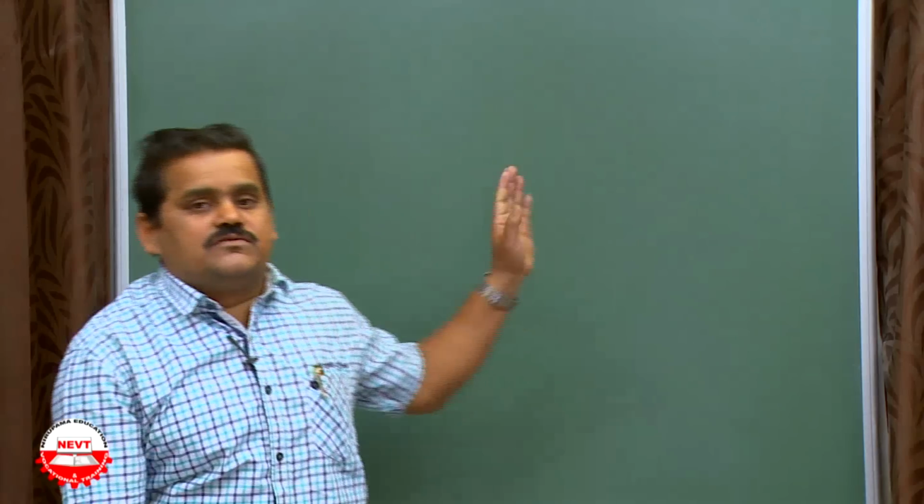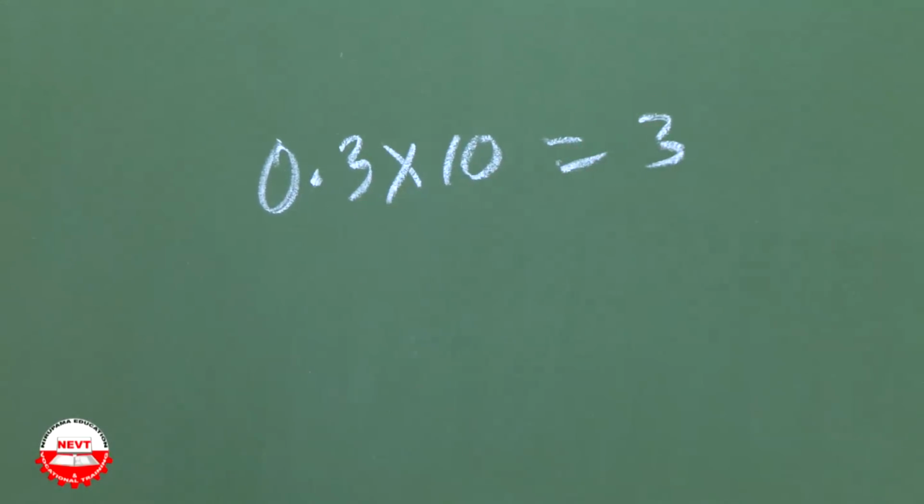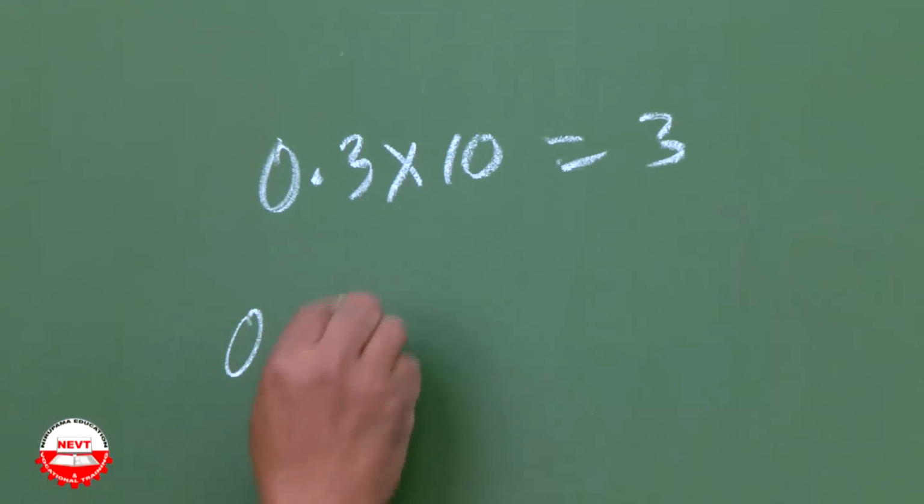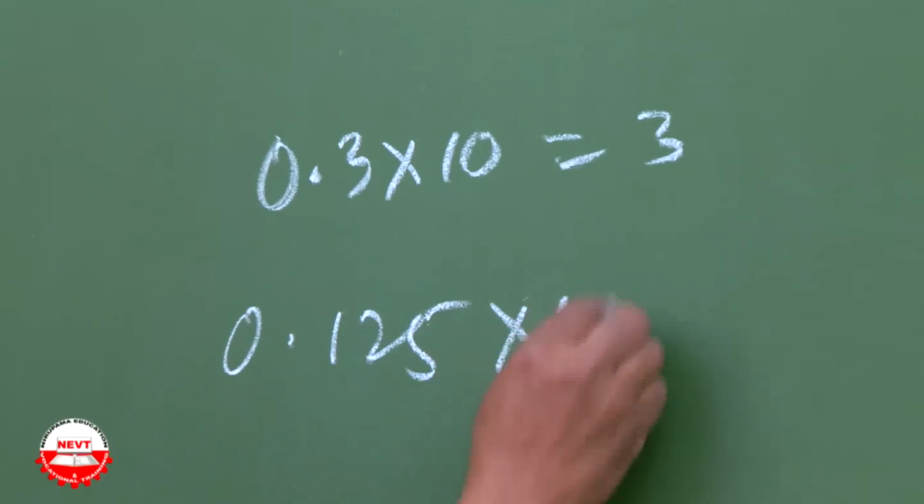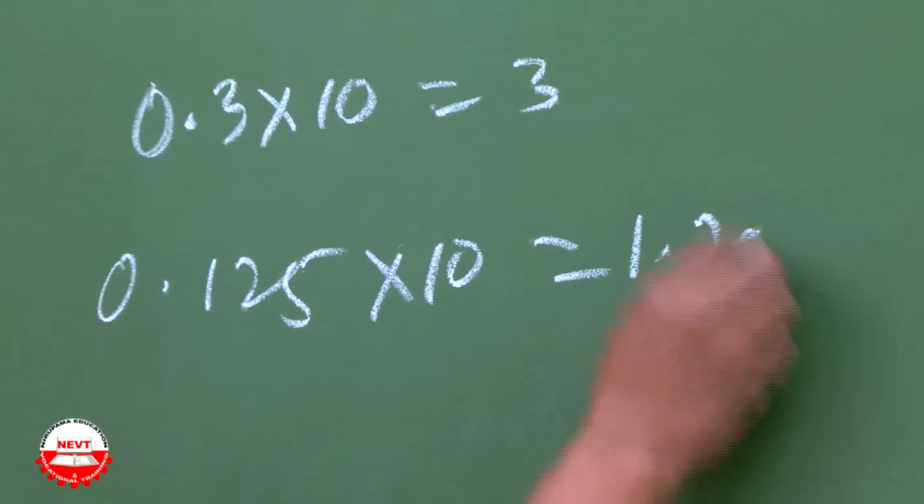So carefully observe here, from the beginning you observe this. Before we discuss, you know that 0.3 into 10, how much? It is 3. Okay, because this is 3 by 10. Let us say 0.125 into 10 is equal to how much? The decimal will shift 1 place, that is 1.25.